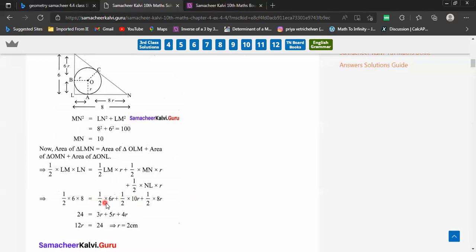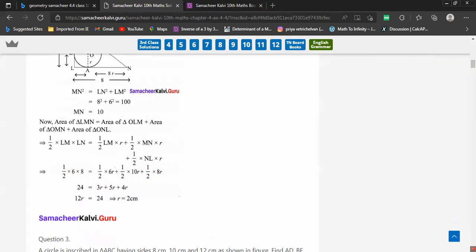So just simplify this. We'll get 3R, 5R, 4R. If you add everything together, we'll get the answer as 12R. So 12R is equal to 24. So R is equal to 24 upon 12, which is 2. So 2 centimeters is the result for the radius. Can you follow this question? Yeah. Okay.